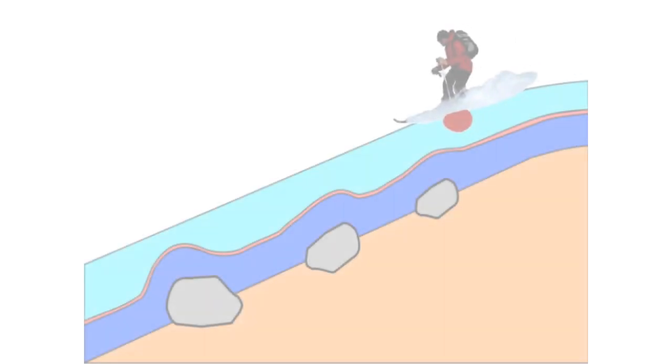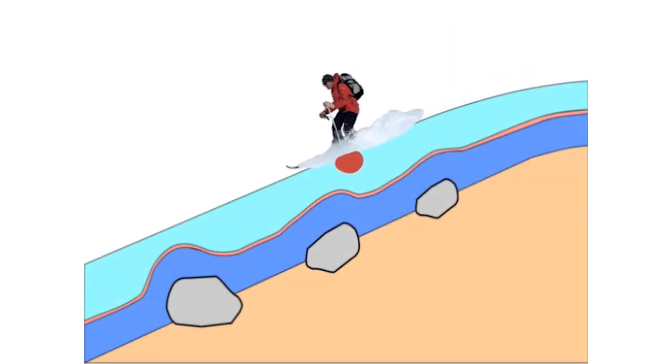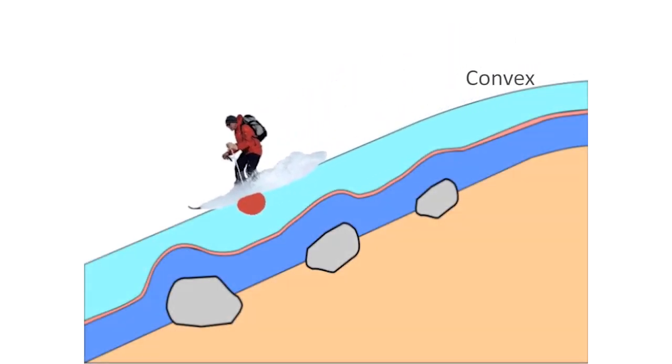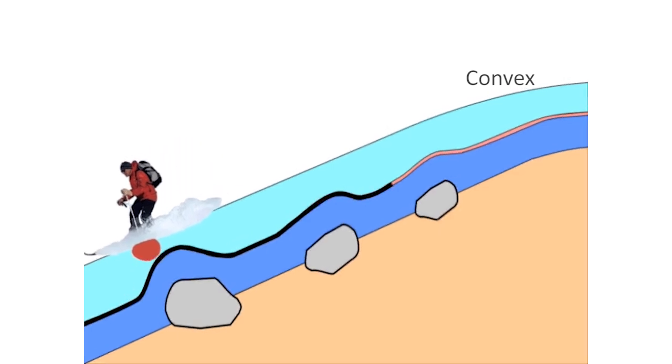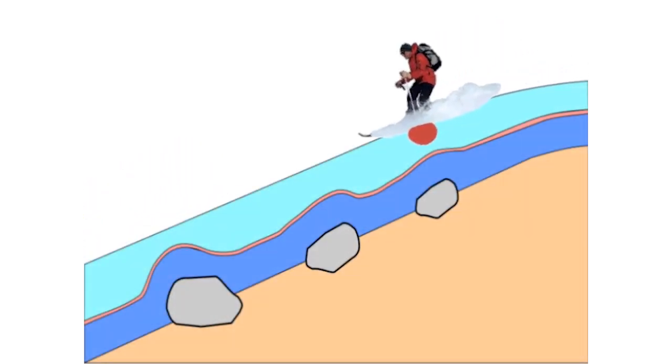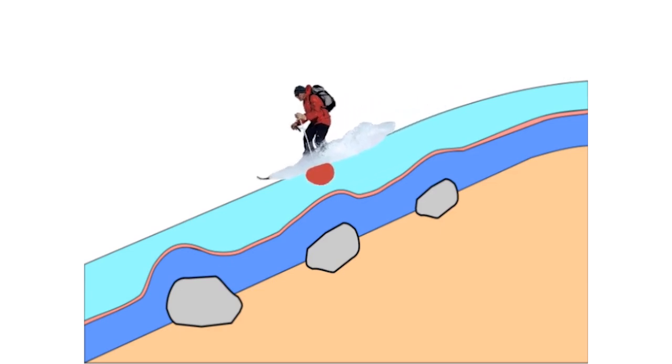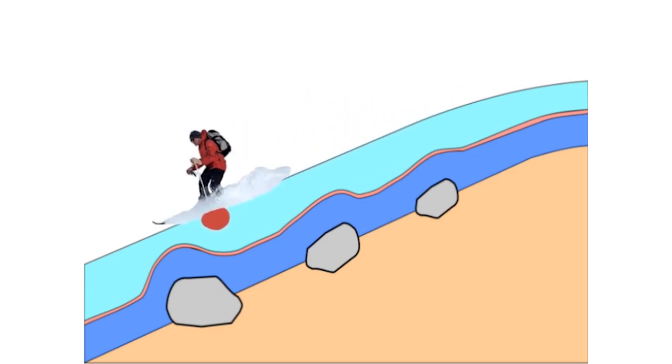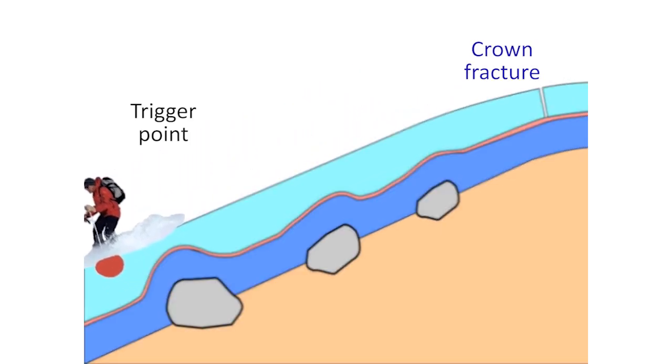The eye-catching crown fracture often occurs where the slope is convex, but this occurs after the rider triggers a crack in the weak layer where the slope is steeper. On convex slopes, the steeper is below the convexity. In general, it helps to separate triggering the crack in the weak layer from the crown fracture.